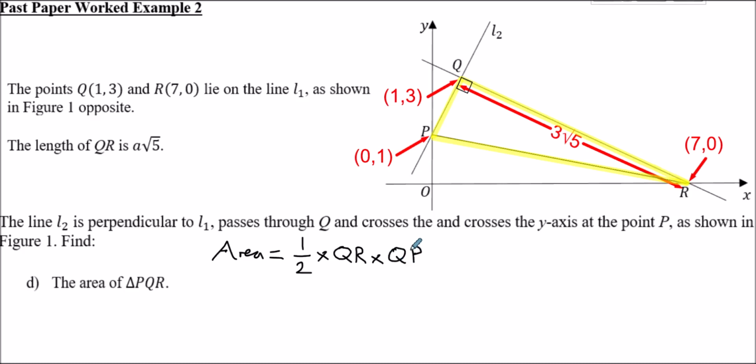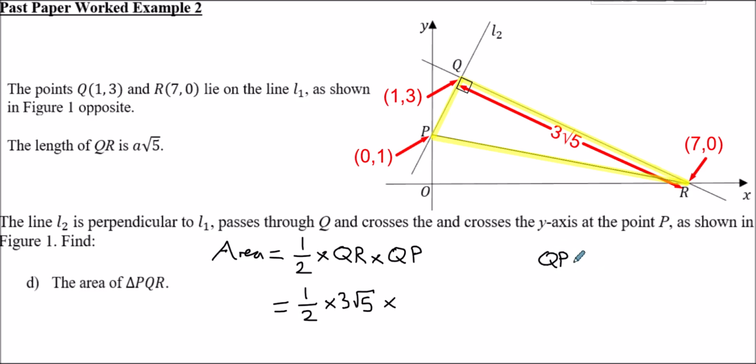Okay, from before, we worked out what QR was, if you remember. If you don't, just go back to the earlier part of the question. We worked out that QR was 3 root 5. What we haven't done yet, though, is worked out what QP is. But we can do this simply enough. So if I just move to one side and think about what QP is.